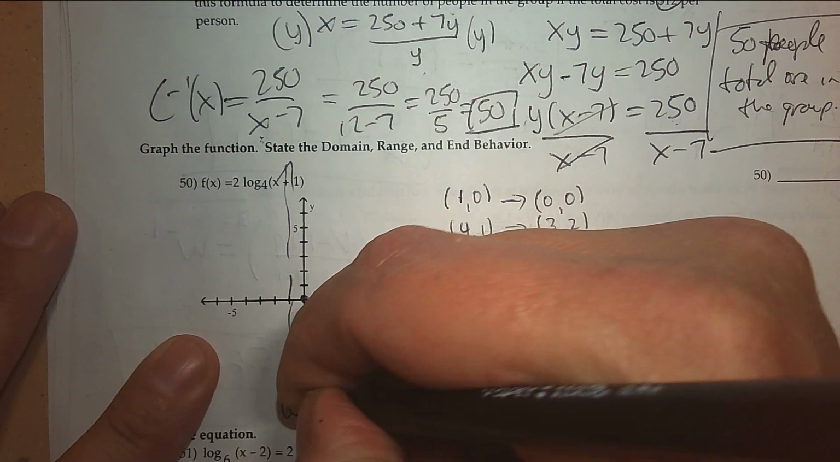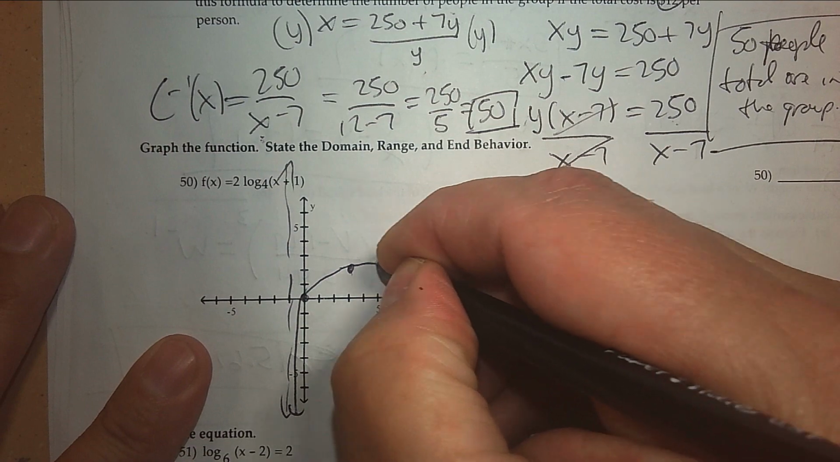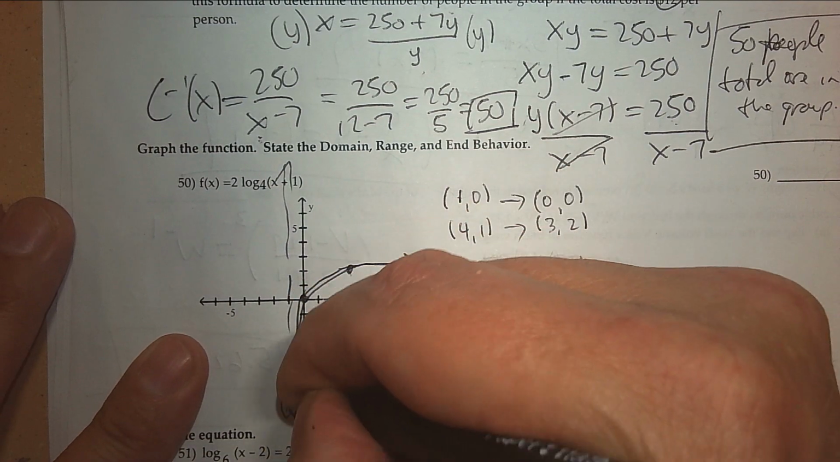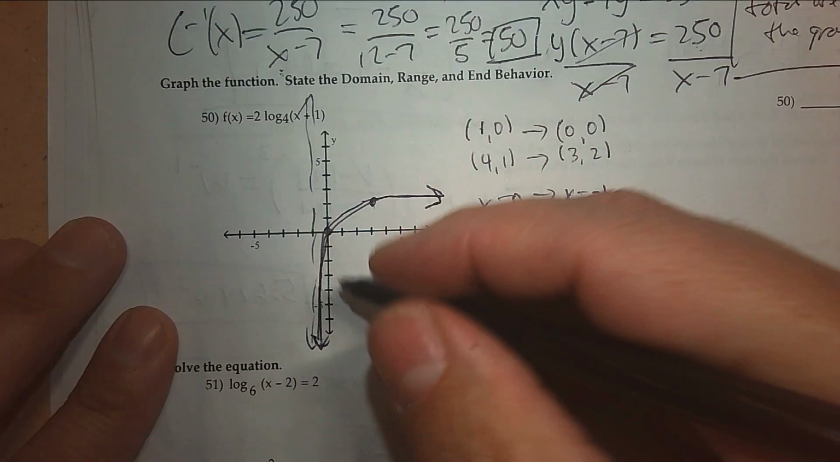And then for a logarithm, the range is all real numbers. So it goes forever up and forever down. So concave down through those 2 points. Know the curve of a logarithm.